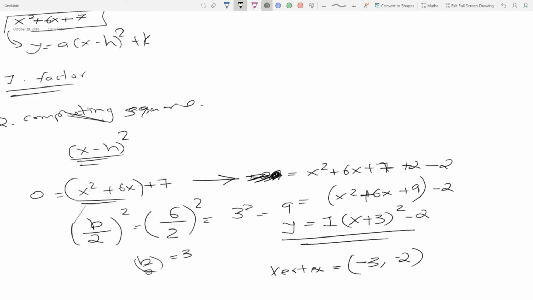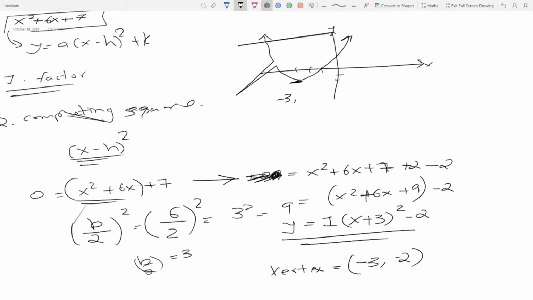So when we graph this, let's graph it here. You're moving 1, 2, 3 units to the left, and 1, 2 down. So somewhere down here, something like that will be our graph. And this is where your vertex happens. We know it's a minimum because the a value is positive, right? So (-3, -2).